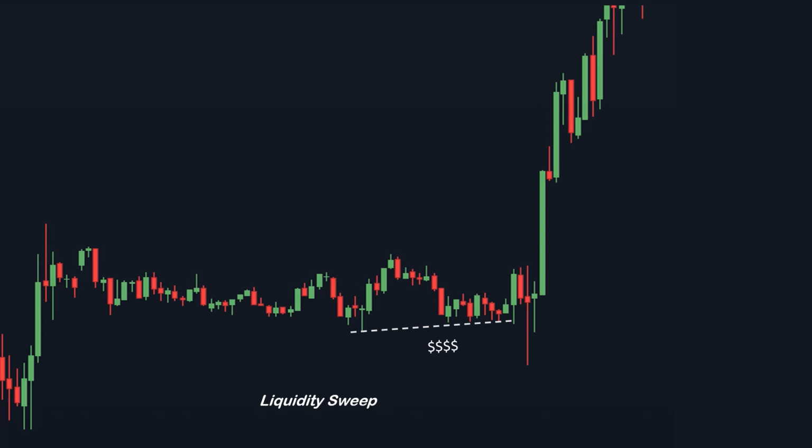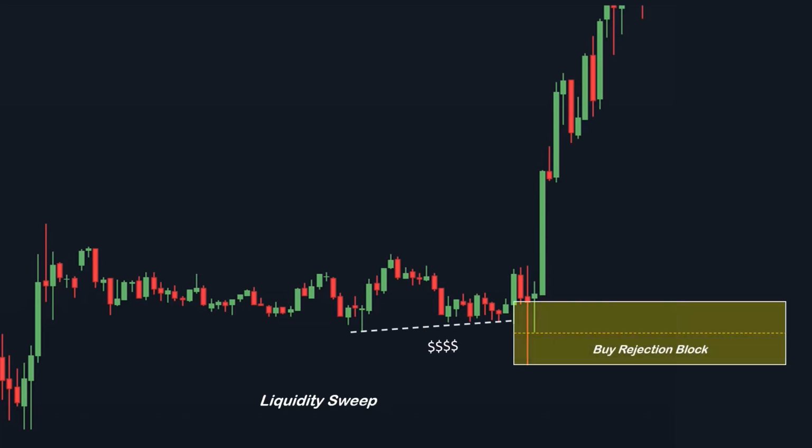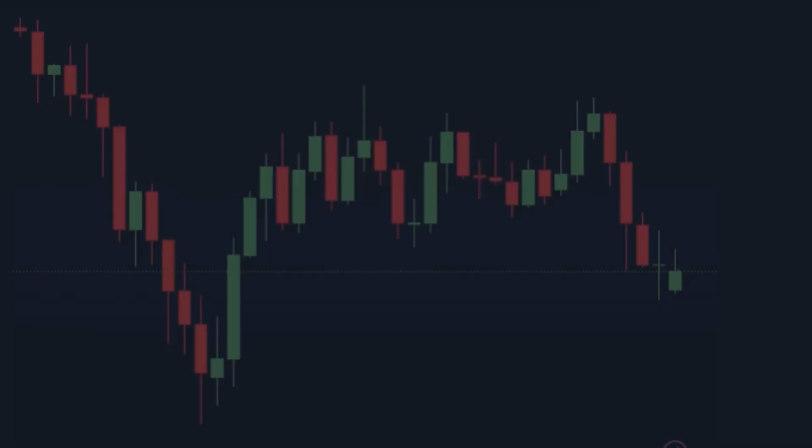Next, after this liquidity grab, or what we call a liquidity sweep, the price reverses sharply, leaving behind a long wick. This wick is your evidence of rejection. Finally, these rejection candles are often referred to as institutional funding candles. The area around them becomes a hotspot for high-probability trading setups.